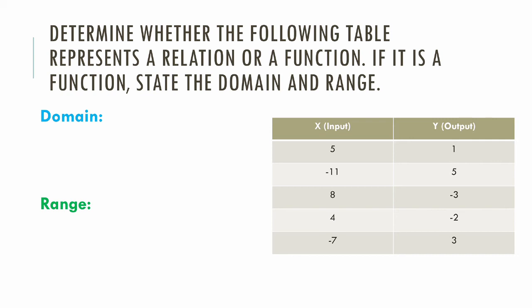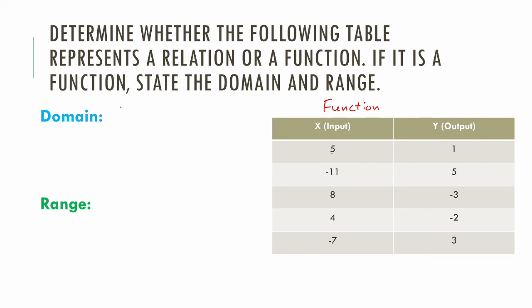Now what we're going to do is look at a table, and determine whether it is a relation or a function. If it's a function, we're going to state the domain and the range. So what I'm looking for in my input-output table is any inputs that go to two different outputs. So let's see, I see 5 goes to 1, that's okay. Negative 11 has 1, 8 has 1, 4 has 1, and negative 7 has one output. So since each input has its own output, this is a function. No input goes to two different outputs.